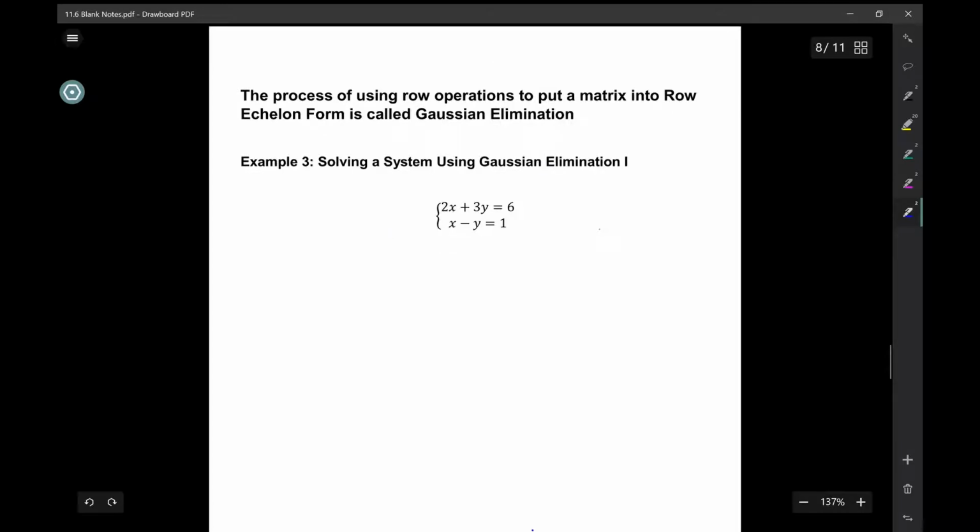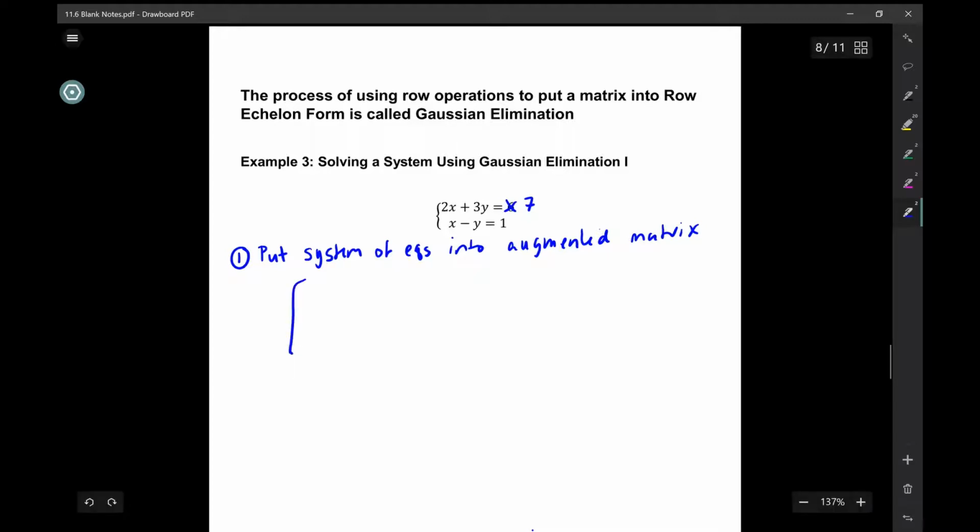All right, the very first thing we're going to do is put the system of equations into an augmented matrix. And actually, I don't want this to be 6. I want this to be 7. I just wrote down the wrong problem. So just make that 7.